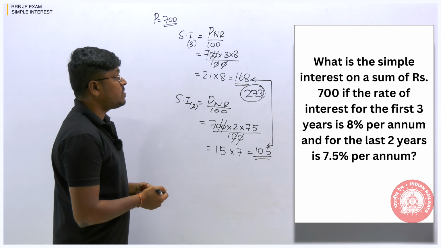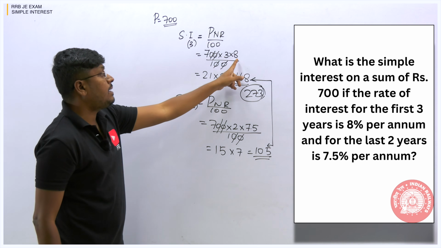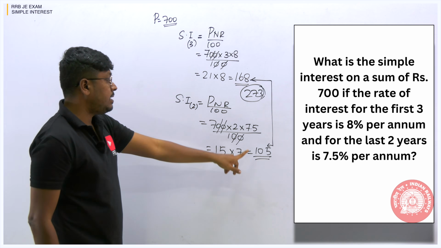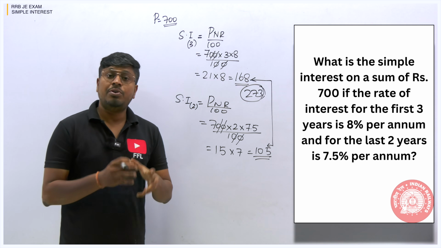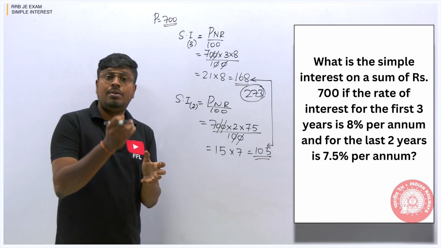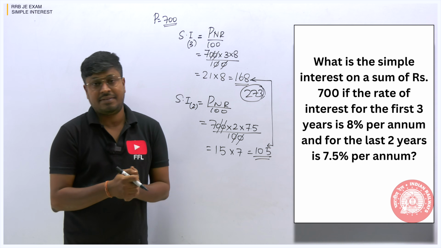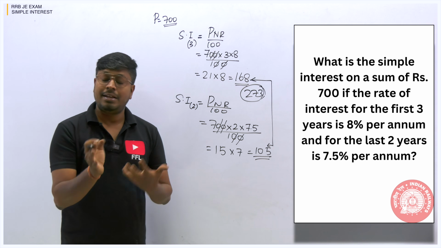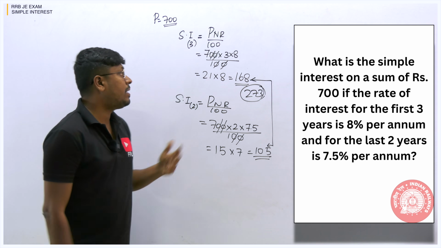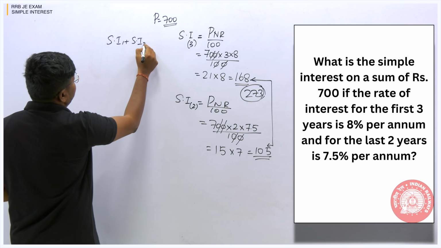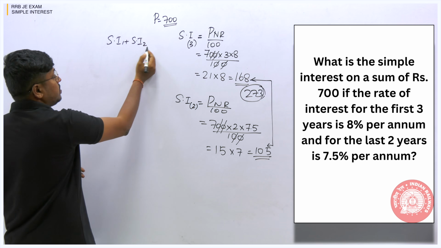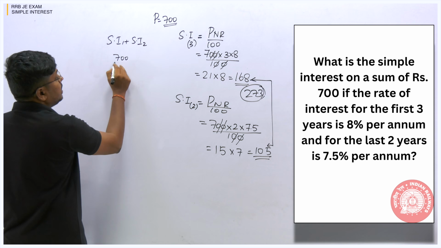This is one way of solving a question, or else you can directly multiply these values, 8 into 3, 7.5 into 2, and you will get the overall percentage. Using the overall percentage, you can find the interest for the total sum of 700. Either way you can find the answer, or you can write it in a single step. In your books, you can see they solve it as simple interest 1 plus simple interest 2, and they take 700 divided by 100 common.